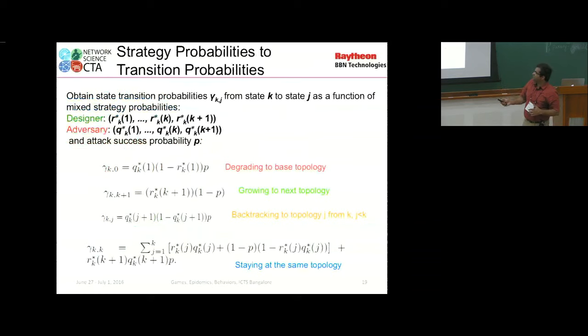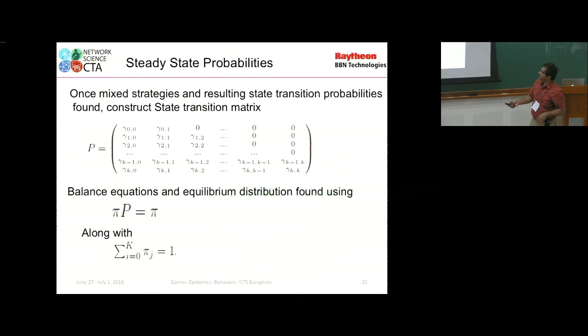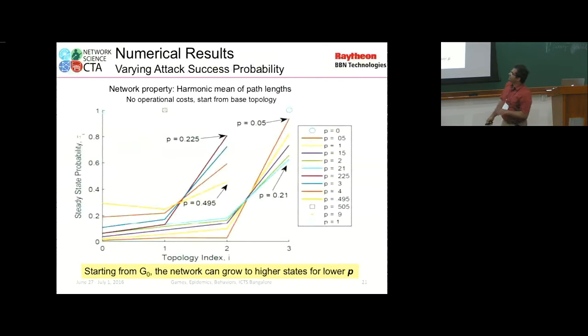Now, once you have those probabilities, the R stars and the Q stars, you could compute the transition probabilities of going from state K to state 0, state K to state J, state K to state K plus 1, which is the growth probability, and staying at the same topology. So essentially, you can create this matrix, solve the basic Chapman equation, and end up with these types of plots. A good way of reading this is that the topology index is how far the network could grow. This is a four-node graph. You're growing from some G0, which is potentially a rich topology, but then you add one more link, and one more link, and one more link.